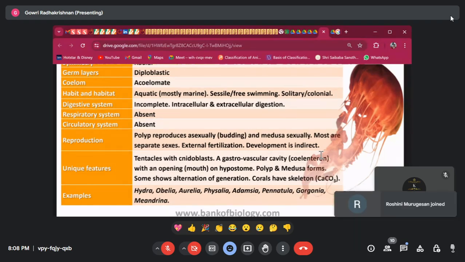Polyp reproduces asexually and medusa sexually. Most are separate sexes. External fertilization, development is indirect. That means directly the adult does not come. It goes through different stages.